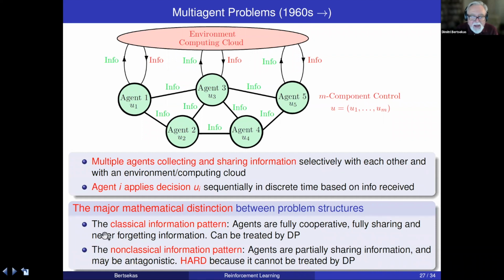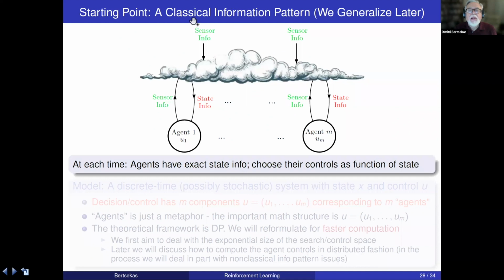Now, we're going to focus for the moment on this classical information pattern, and I can show you how you can reformulate them in a way that approximation techniques like rollout are easier to apply. So let's take the classical information pattern. We're going to deal with the non-classical information pattern later, in quite a few lectures into the future.